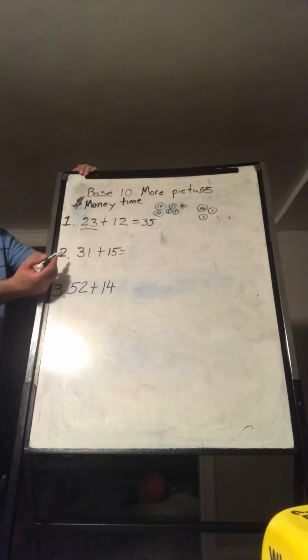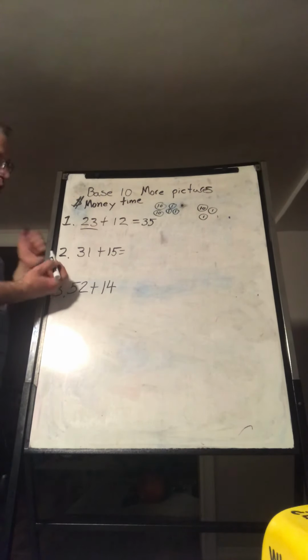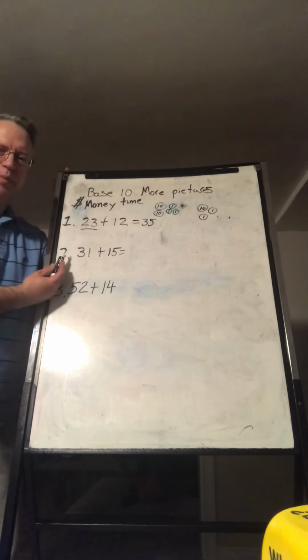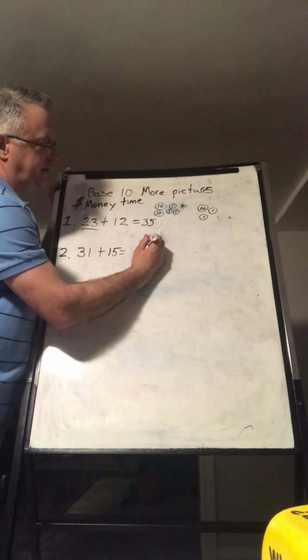Let's take a look at the next one. If you have a piece of paper, it's great. Let's give it a try. Pause the video. Get a piece of paper if you don't have one. All right, I'm glad you're back. Here we go. I'm going to draw my 3 10s.